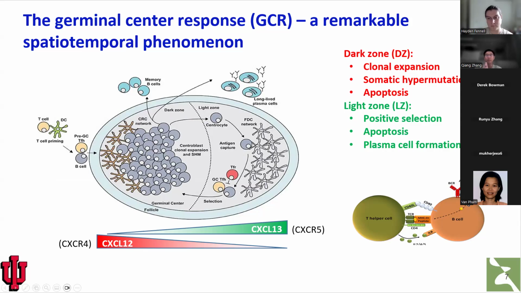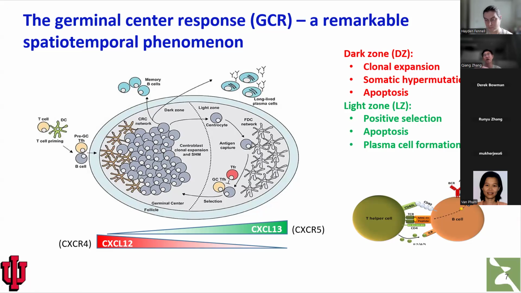So these B cells in the light zone will be able to interact with two different cell types. One is called follicular dendritic cells, FDC cells. These FDC cells contain the antigen. They are what we call antigen presenting cells. All right.